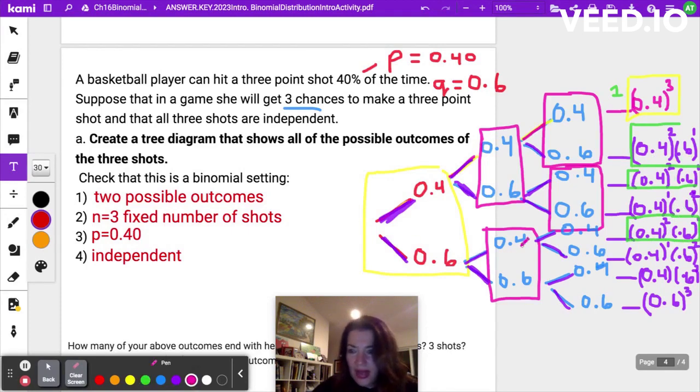Likewise, if we look at missing 2 shots and making 1 shot, there are also 3 ways this could happen right here. Making 1 shot and missing 2 shots. So there are 3 ways that could happen. And lastly, there is only one way you can miss all 3 shots. So we're going to use this when we create our binomial model.